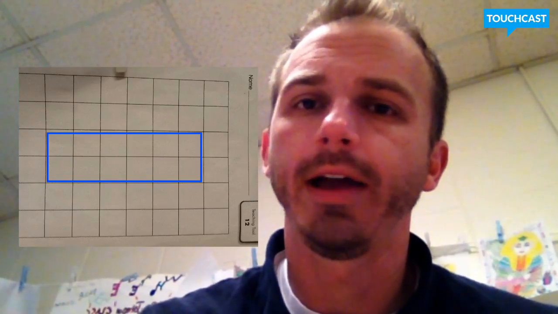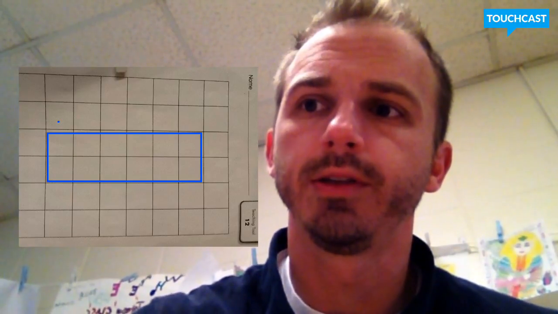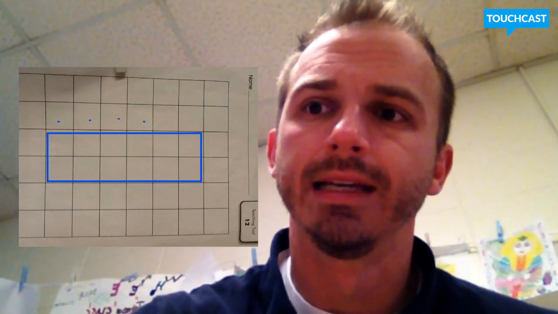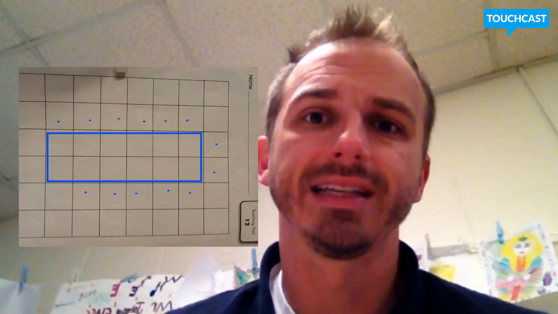So let's look at this one. This is a different rectangle, and so it's going to have a different area and different perimeter. So let's look to see if we can find out how to find the perimeter of this one. So I'm just going to put a dot above each length. 1, 2, 3, 4, 5, 6, 7, 8, 9, 10, 11, 12, 13, 14, 15, 16. So that one has a perimeter of 16 units.